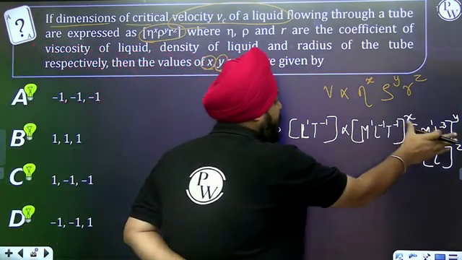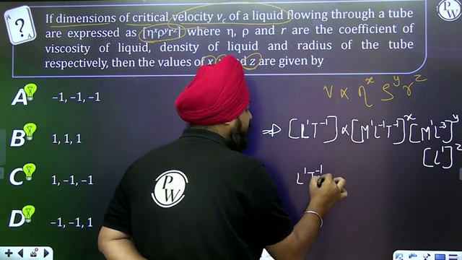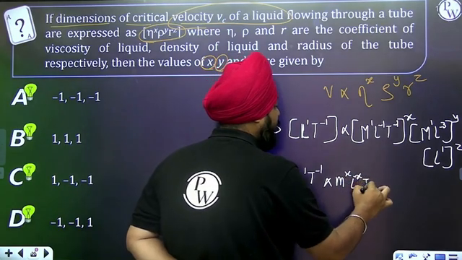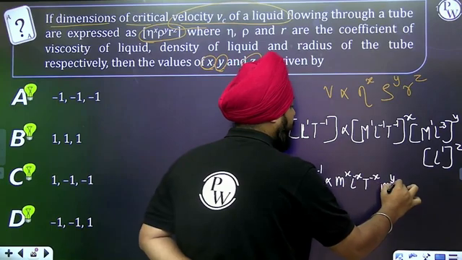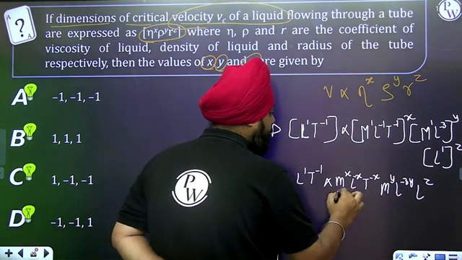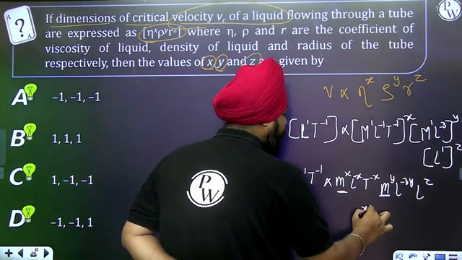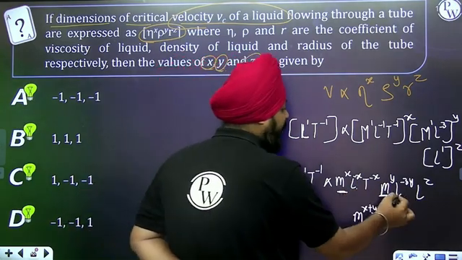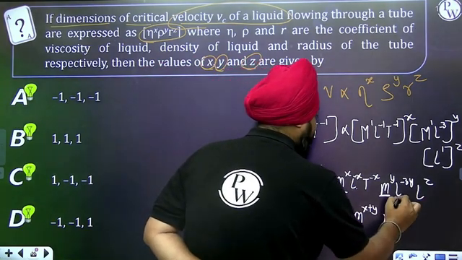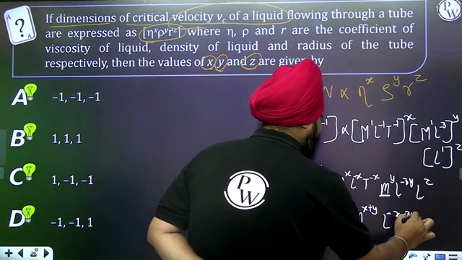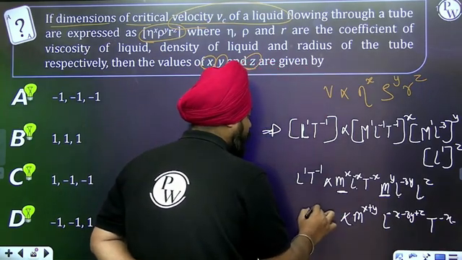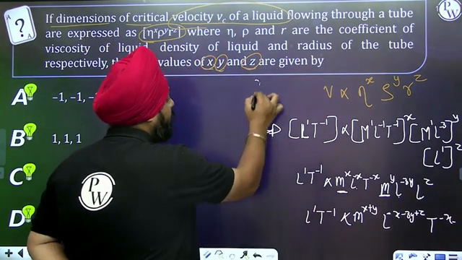Comparing the terms on the LHS and the RHS, L^1 T^-1 is directly proportional to M^x L^x T^-x, M^y L^-3y, L^z. Combining all of those terms: combining M, I'm getting M to the power x plus y. Combining L, it is L to the power minus x minus 3y plus z. For T, it is only minus x. It's directly proportional to L to the power 1, T to the power minus 1.